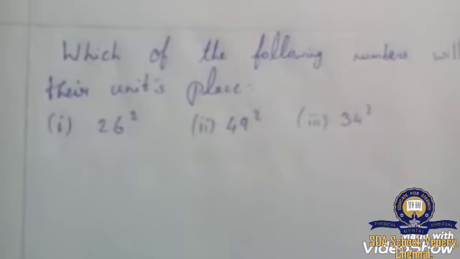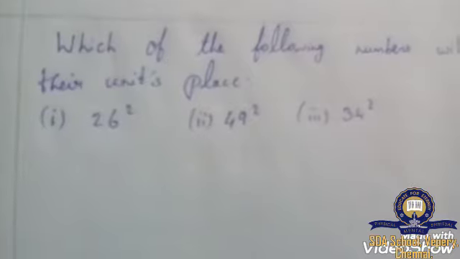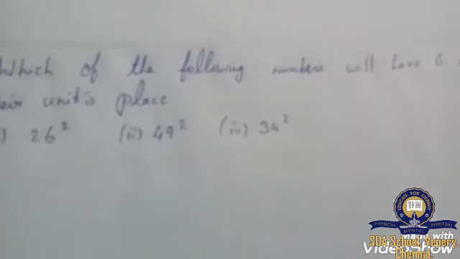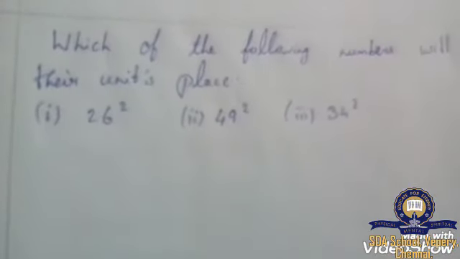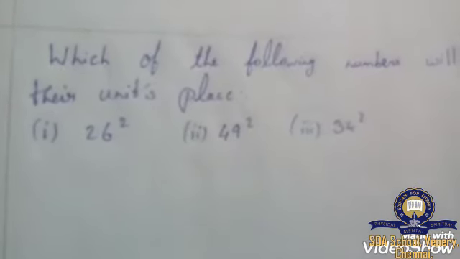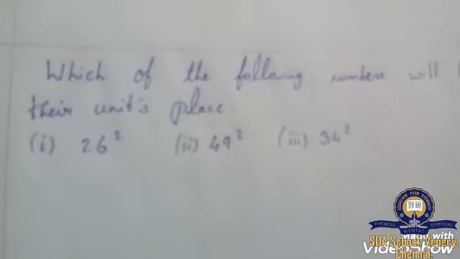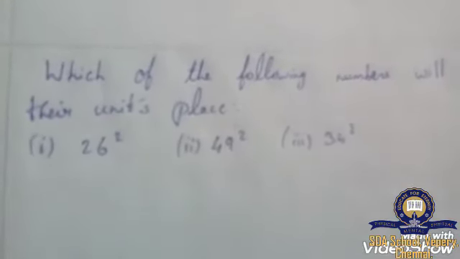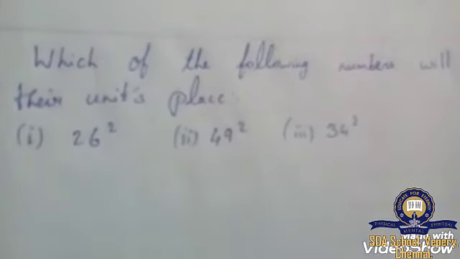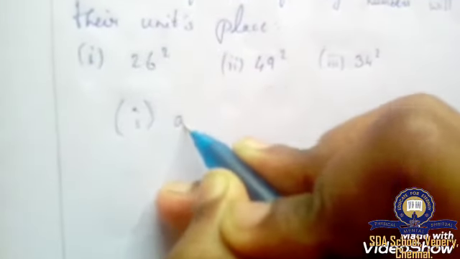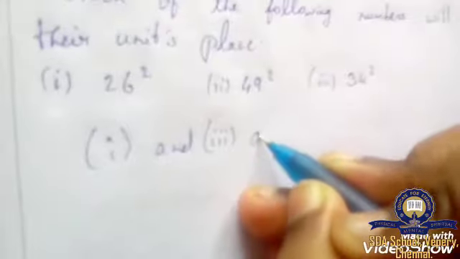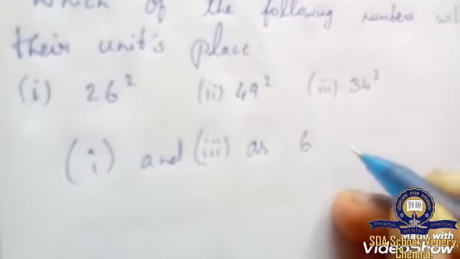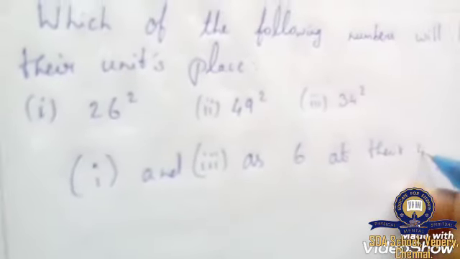Now let's see an example for the properties of square numbers. In this question they have given: which of the following numbers will have a 6 at their units place? According to this condition, we already know from property 4 that the first and third ones have 6 in the units place, because in the fourth property we learnt that if the number ends with 6 or 4, its square has units place value 6. So the answer is 1 and 3.